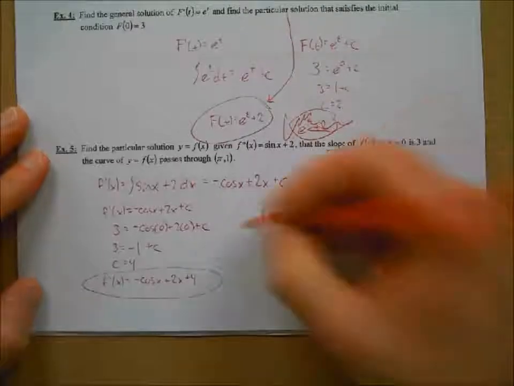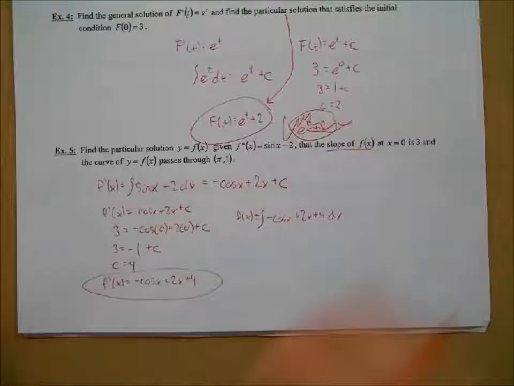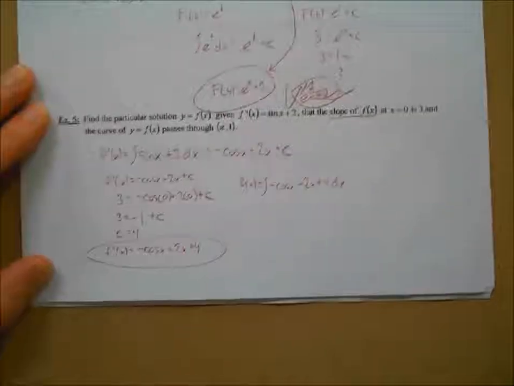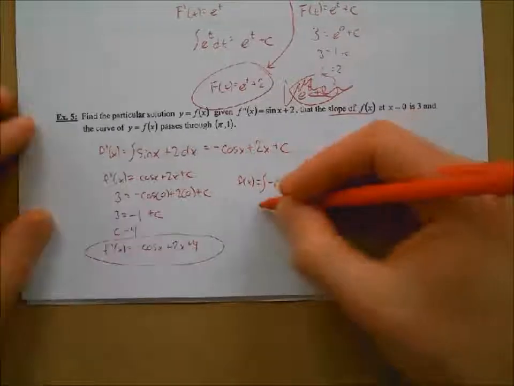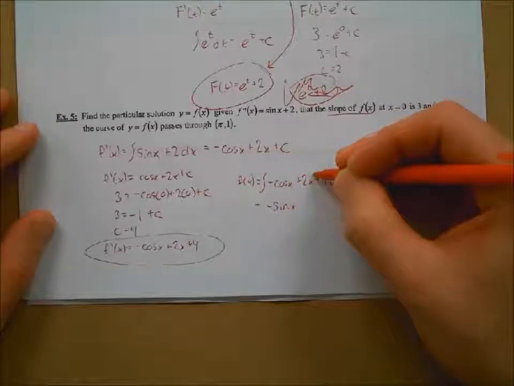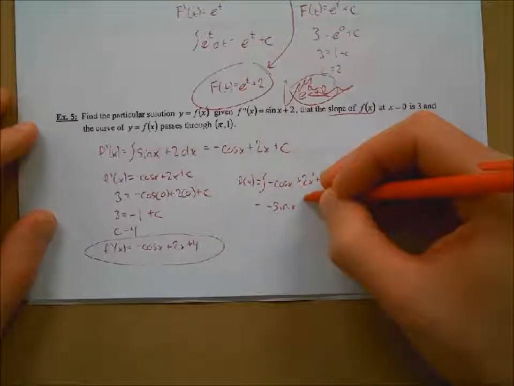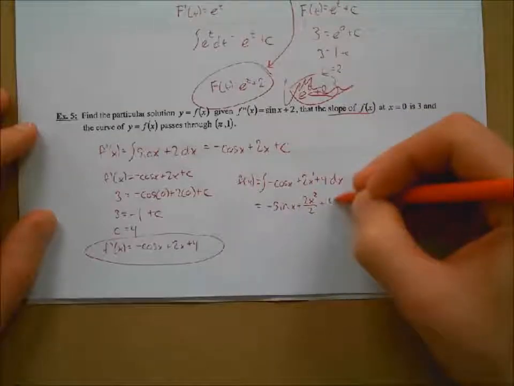Okay, so that's f of x equals that, whatever it is. So the integral of negative cosine would be negative sine. Integral of 2x, well, it's x to the 1, so we're going to add 1 to our exponent here. So it'll be 2x to the 2 over 2, plus 4x, and then plus another c.